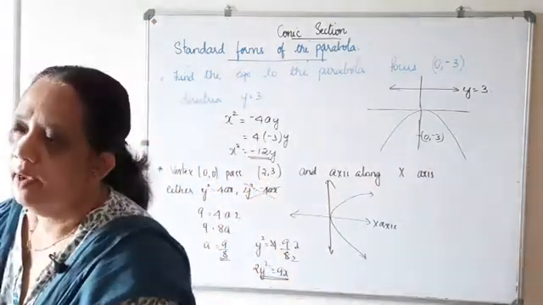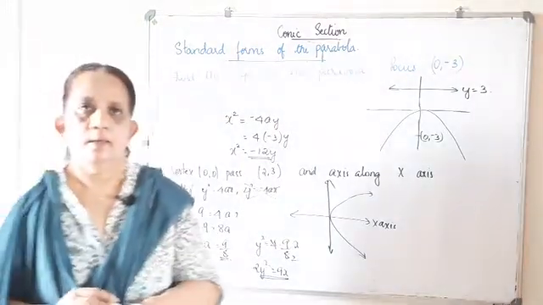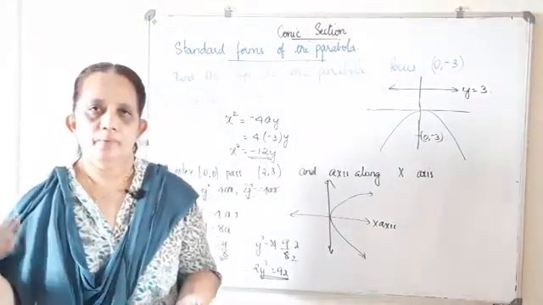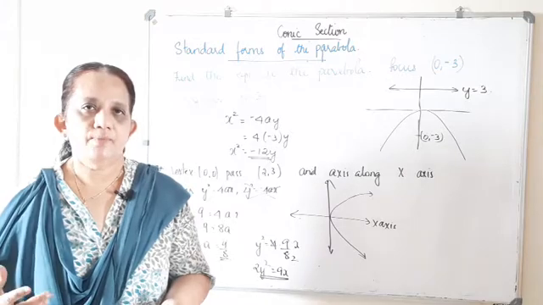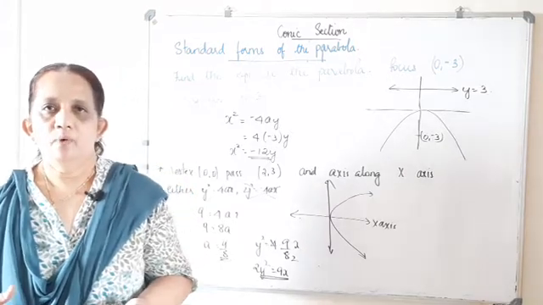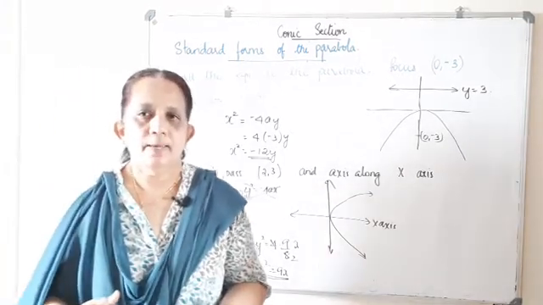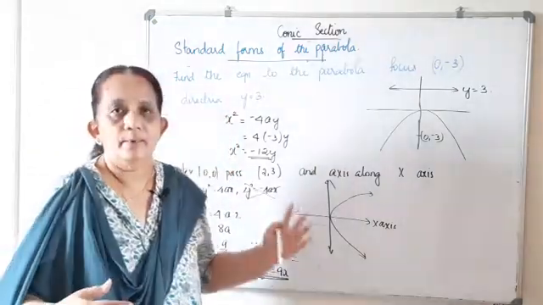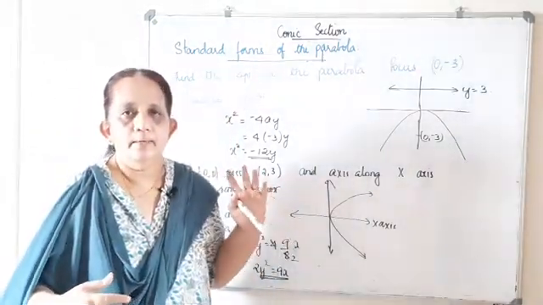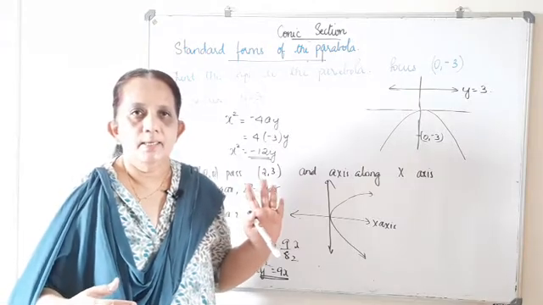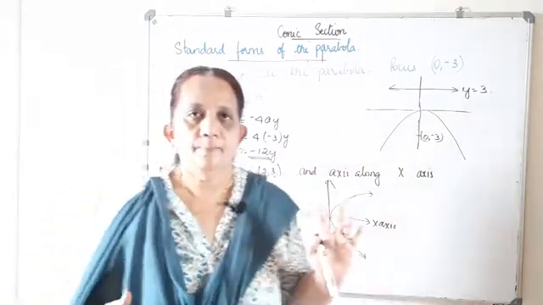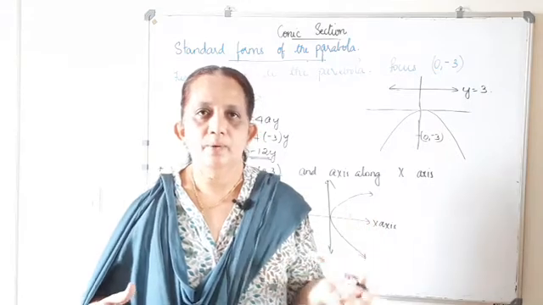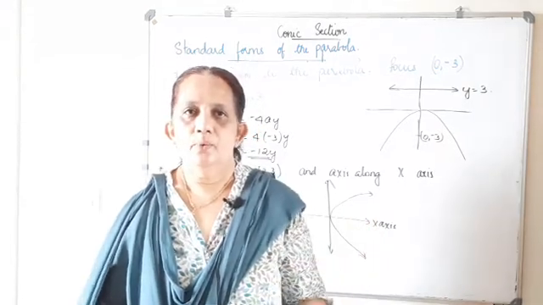So I think we have completed almost a few questions from the exercise on the parabola, and we will move on to the next section, which is called the ellipse. Try to complete all the questions on parabola, and it is very easy, isn't it? Next we will move on to ellipse. Okay, thank you.